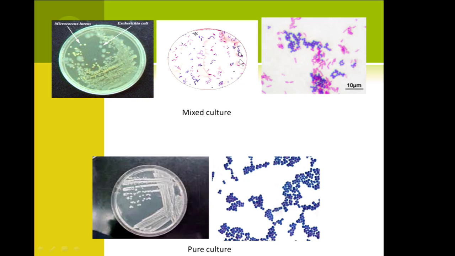So, in that way, microorganisms are present in natural habitats. Whereas here you can clearly see that this plate is showing only one kind of colonies. When it is observed under the microscope, again you can see all the cells are of a similar kind. So, this is a pure culture. Pure culture is also called axenic culture.